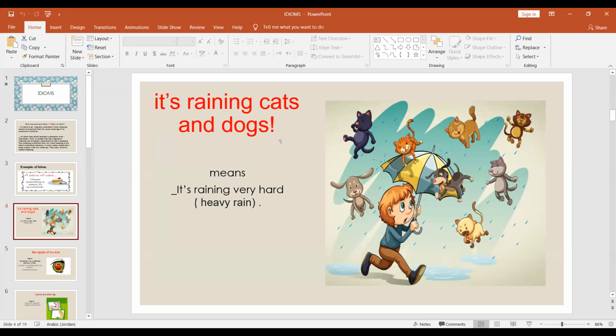Okay, simple. Bravo. Another example: it's raining cats and dogs. Excellent. Is it literally raining cats and dogs? Of course not. When we say that it's raining cats and dogs, we mean that it's raining very hard, or heavy rain. Heavily. Yes, it's raining heavily. Excellent. So this is an idiomatic expression because we have to say cats and dogs. We can't say it's raining elephants and horses.